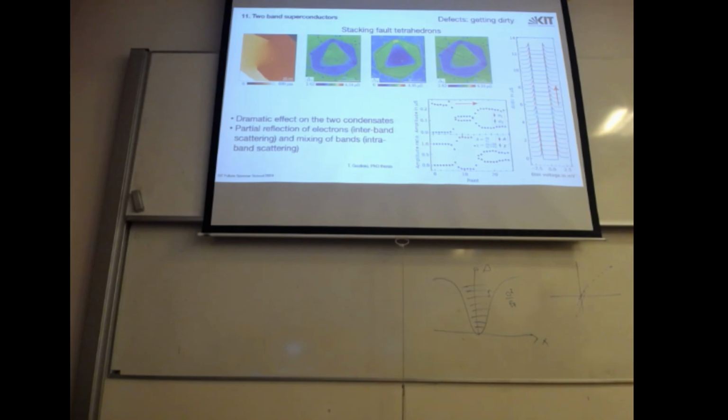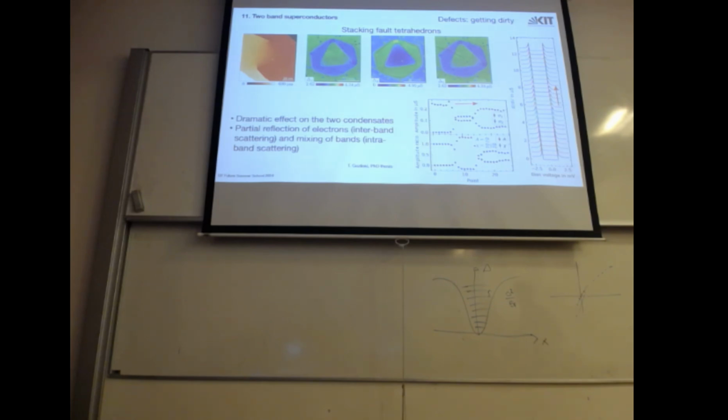Why are the colors different? Green triangle on the left and blue triangle in the middle. This is delta 1 at the coherence peak of the smaller gap, and delta 2 is the larger gap. This behaves quite fine. So we have two condensates. There's no interband scattering. We make defects and something happens.